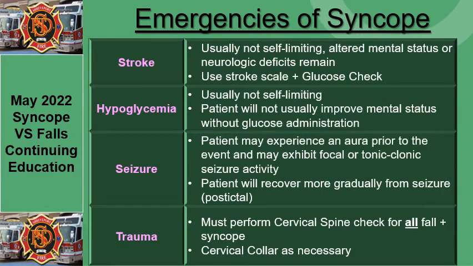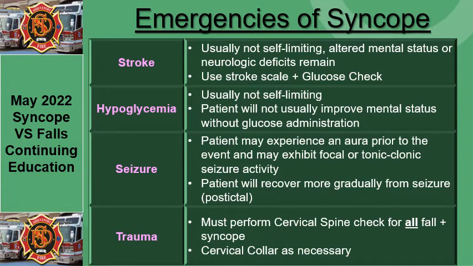So what are the emergencies of syncope? Well, we already talked about them. Stroke, usually not self-limiting. Altered mental status, neurological deficits. You're going to use that stroke scale, the VAN and the FAST, or whatever skill you want to do, as long as you record it in your narrative. You're going to do a glucose check. Absolutely, always do a glucose check, which leads me into hypoglycemia.